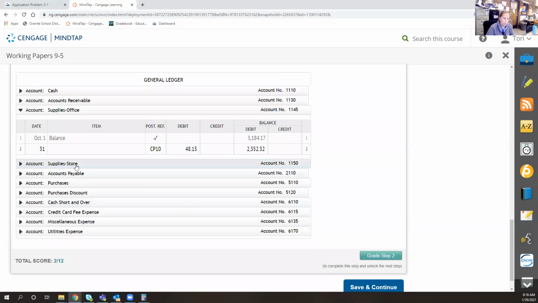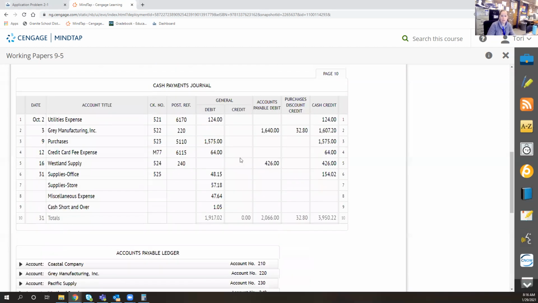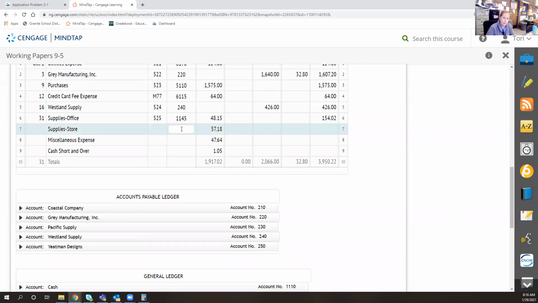Okay, we will do the supplies to the store. Oh, and post reference that office one, 1145. Do 1145 up top. Okay, supplies to the store, 31st, CP10. So hopefully you're getting the gist on how to do this. 18. Add those two together, so 4237.36. Post reference 1150, back up.